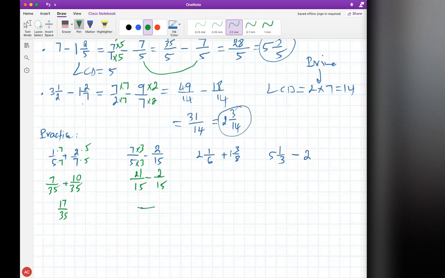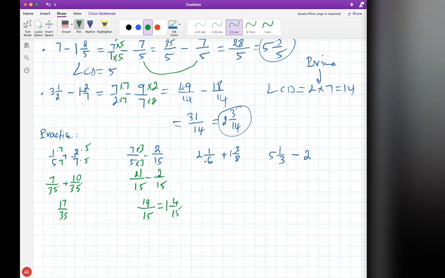Then you add and you're going to have 19 over 15. That will be 1 and 4 over 15. That's right. 15 goes into 19 once, and we have 4 left from that. Next one, you have a couple of mixed numbers.